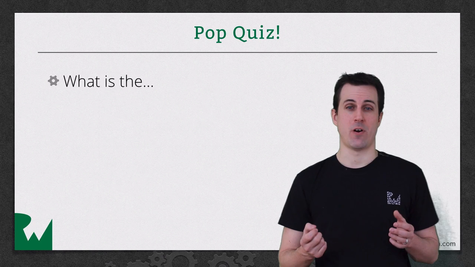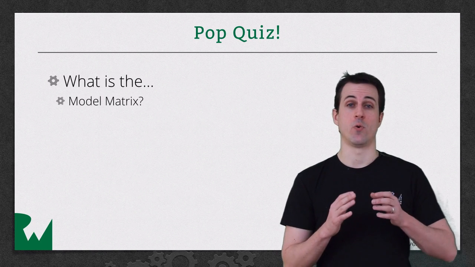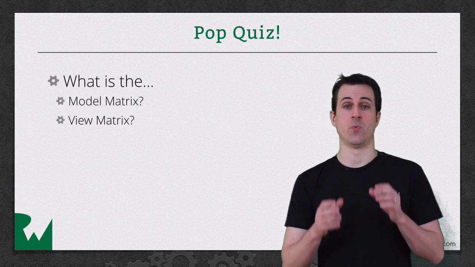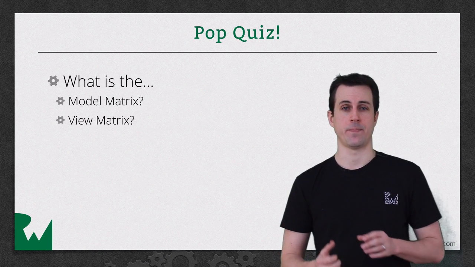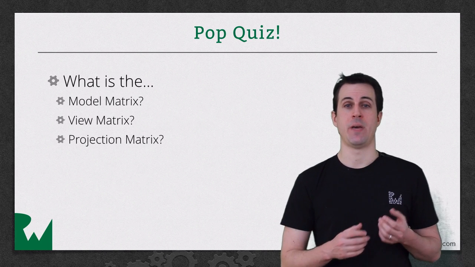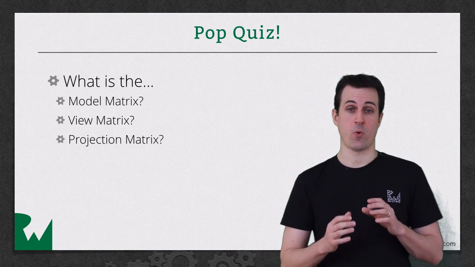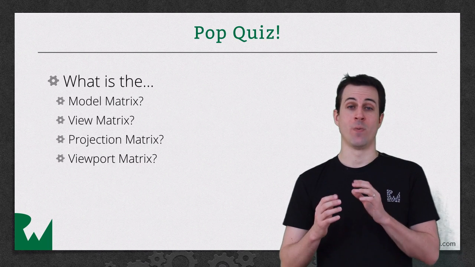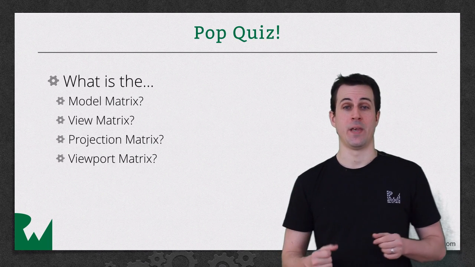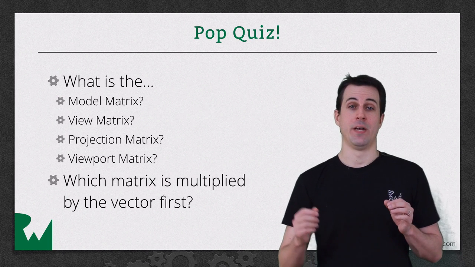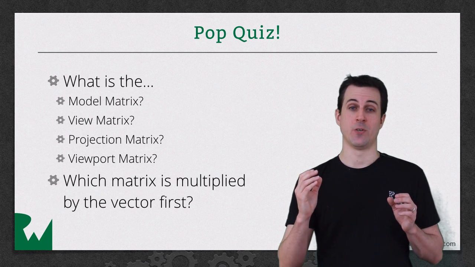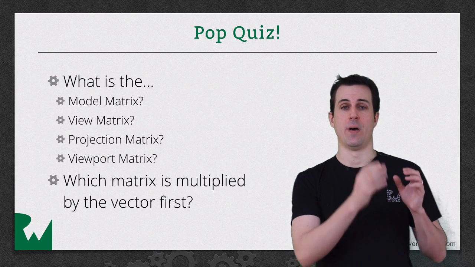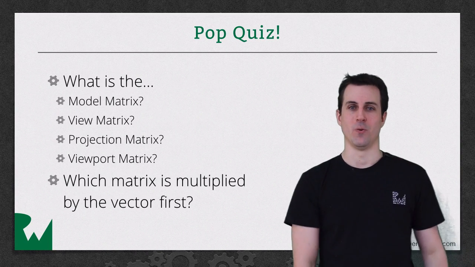Okay, so the answers. The model matrix is the one that takes the local coordinates and gets them into the world coordinates. The view matrix takes the world coordinates and gets them into camera coordinates. The projection matrix takes the camera coordinates and gets them into normalized coordinates. And finally, the viewport matrix takes the normalized coordinates and gets them into window coordinates. The one that is applied first, remember, is the one on the rightmost, and that's going to be the model, followed by the view, followed by the projection, and last but not least, the viewport.